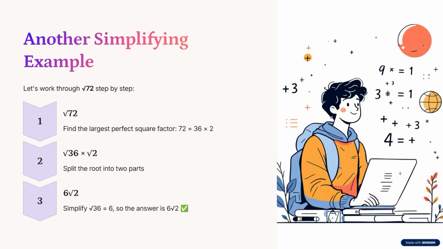Step 3. Simplify the perfect square. Square root of 36 equals 6, so the fully simplified surd is 6 square root of 2. Notice how easy it is once you spot the perfect square. This method works every time and will make surds much less intimidating.